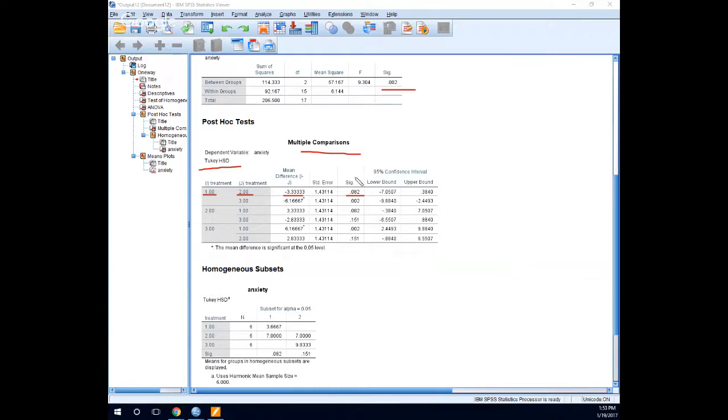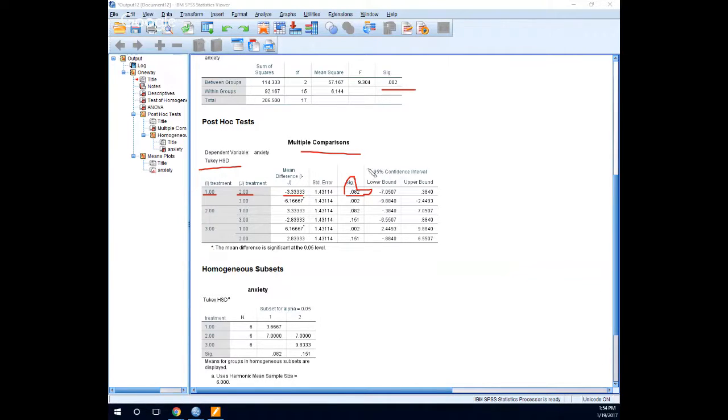These are p-values, and so we'll compare our p-values against our alpha level. Let's say we've set alpha at 0.05. If the p-value that's printed is less than or equal to 0.05, we would reject the null and conclude that the means for group 1 and 2 are significantly different. If the p-value is greater than 0.05, then we would essentially maintain the null and conclude that those groups do not differ significantly in anxiety within the population.